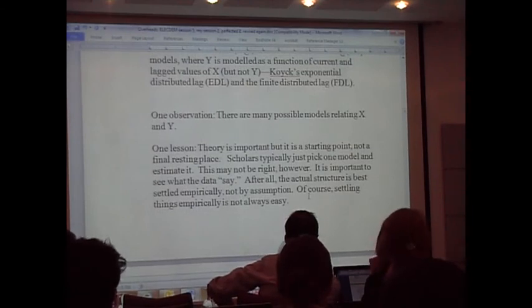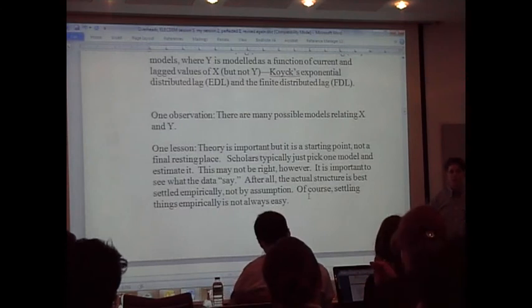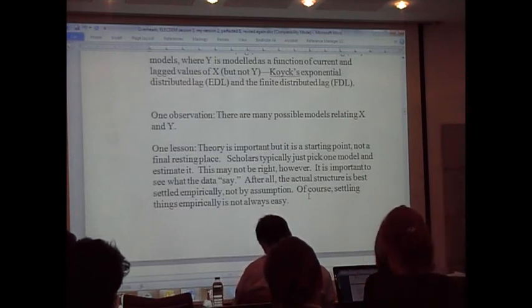The point is that there are a whole variety of models relating x and y. And what do we typically do as political scientists? We just pick one. We say, oh yeah, it's a difference model, or it's a static model, or it's a lagged dependent variable model, or it's an ADL model, or it's a finite distributed lag model, or it's an exponential distributed lag model. We're doing all the picking and choosing just based on our assumptions, but we don't need to do that.